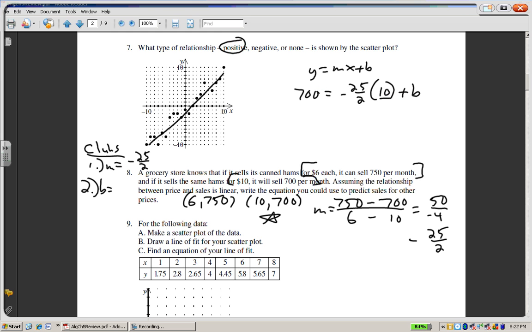So now we're going to rationalize the 10. 700 equals. Now, the shortcut here is to say 10 divided by 2, which is 5. 5 times 25 will be 125. Or you could say 25 times 10 is 250, divided by 2 would be 125. It will work either way. And we're going to add the opposite to both sides. And we have b equals 825.